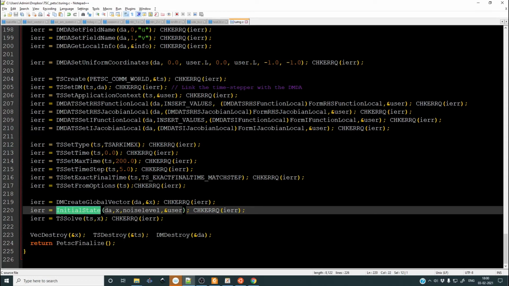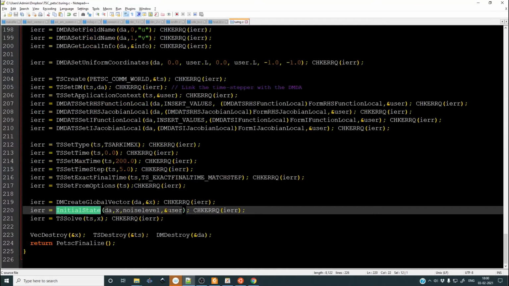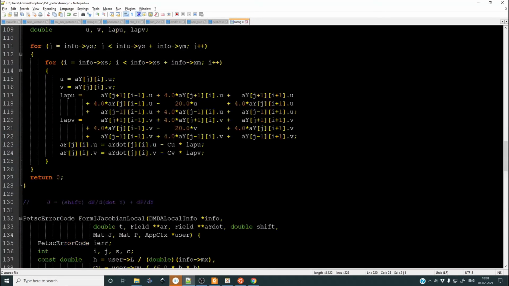So in order to find the initial state, we are going to pass, and these are all functions which we have to create, the DMDA, the vector X which will be iterated in time, the noise level, and also the set of parameters that we have stored in the structure appctx called user. Then you solve it, then you destroy the variables, then you finalize. That's it. It doesn't appear to be much more complicated than what we have done so far. But now let us look at the functions.